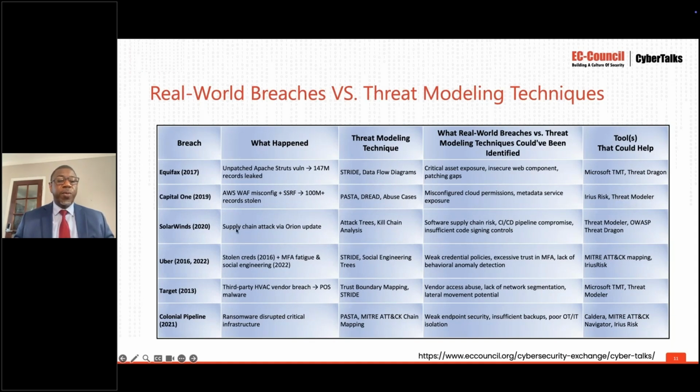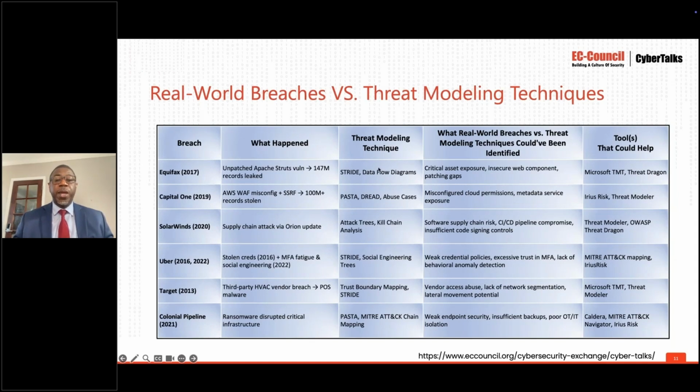When we look at SolarWinds, as we go through the supply chain attack variety, we're going to see that attack tree, and we're going to use kill chain analysis. There are so many different things that could have been used to prevent a lot of these things from happening. As we go on, we'll see the same thing with Uber, Target, and Colonial Pipeline, where we see what happened in these cases and what was the cause of the breach.